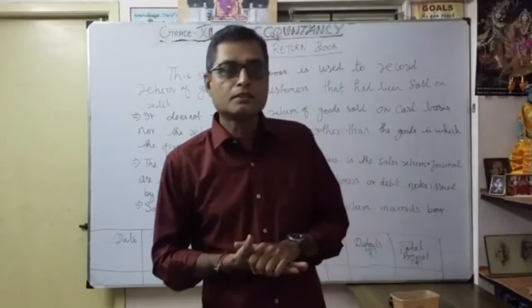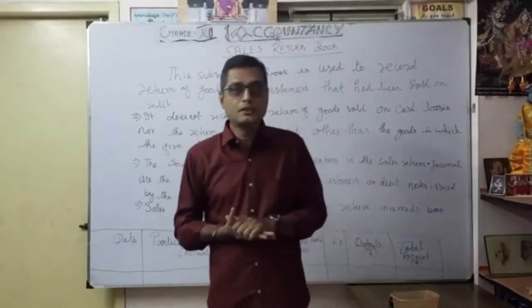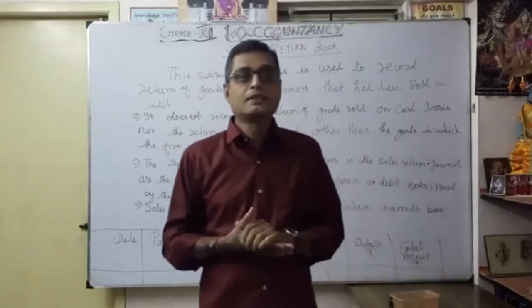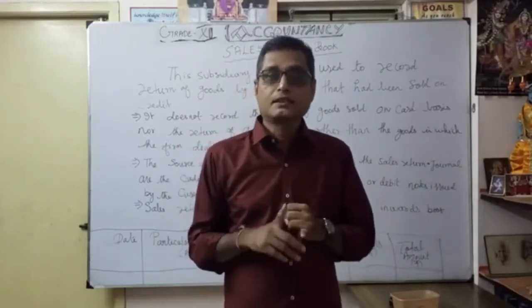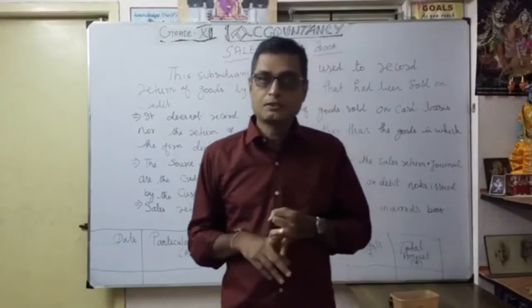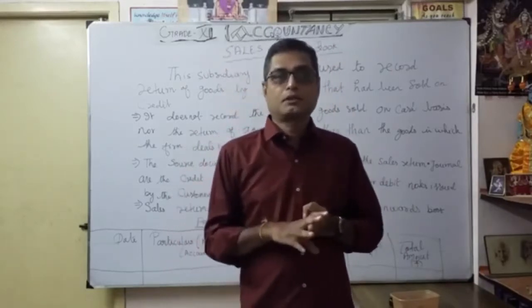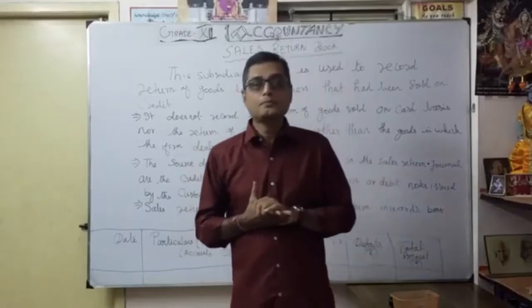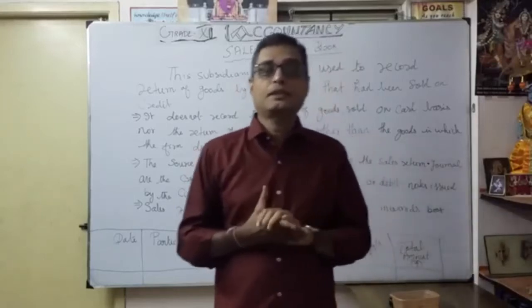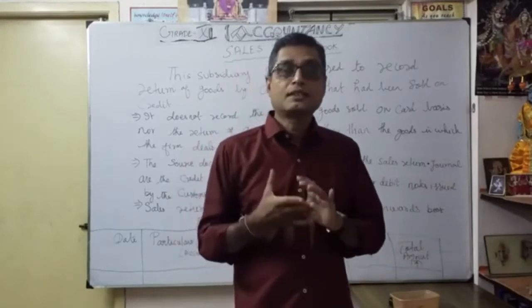So for the past 4 weeks we discussed special purpose books. Under that we discussed the cash book, and the different types of cash book: the single column cash book, double column cash book, then petty cash book. Thereafter the purchase book, then sales book, then purchase return book. In the same manner, today we are going to discuss the sales return book.